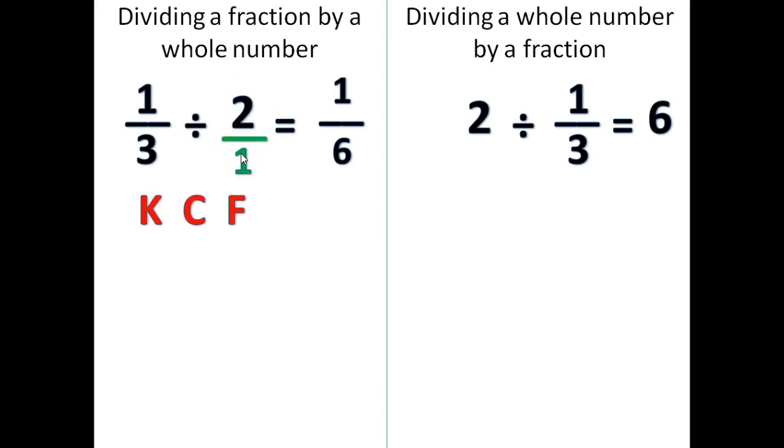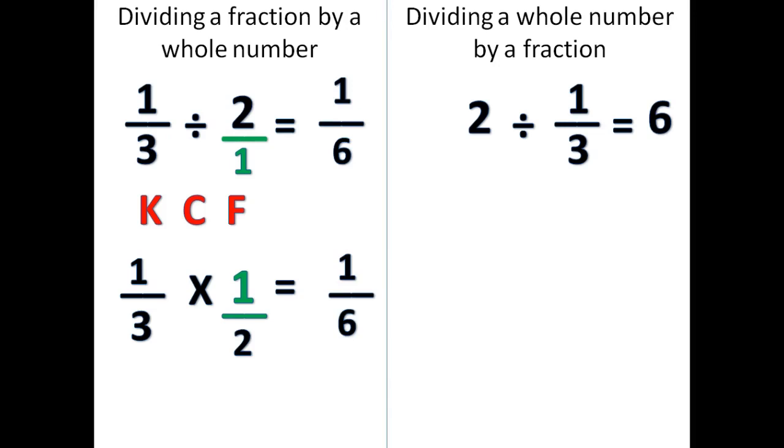One quick strategy you can use is called KCF. Keep, change, flip. This is how it works. You would keep the first fraction, you would change the division sign to a multiplication sign, and then you would use the reciprocal of the 2/1. You would flip it, making it 1/2. And then you would simply multiply. 1 times 1 equals 1, and 3 times 2 equals 6. And that's how we get 1/6.